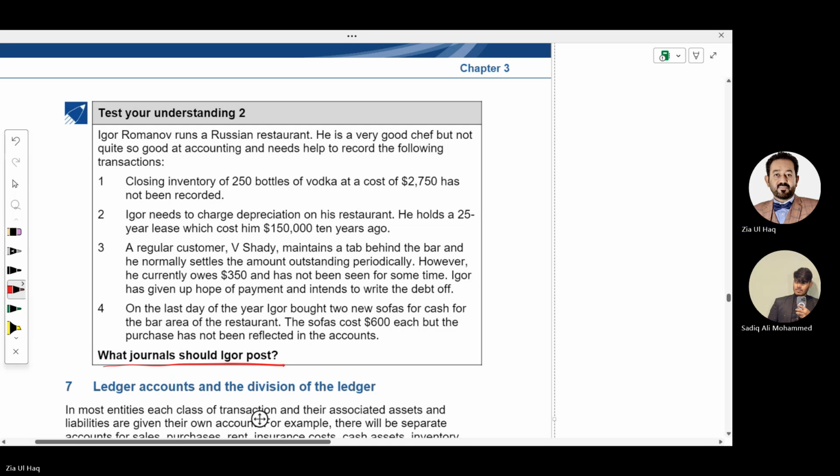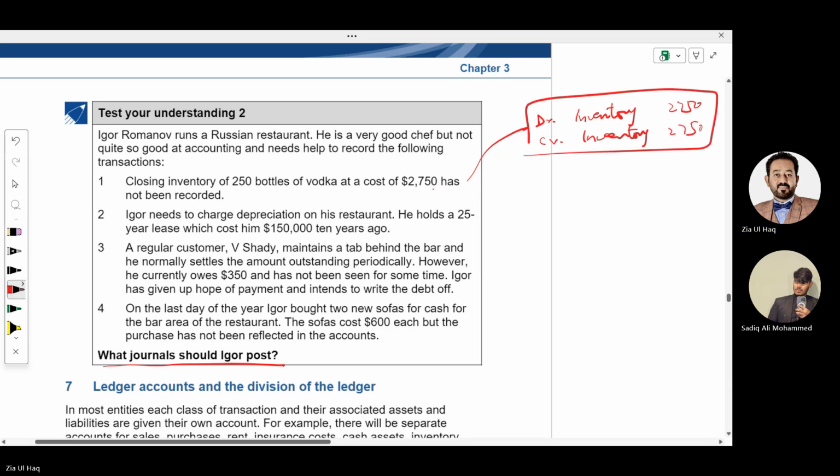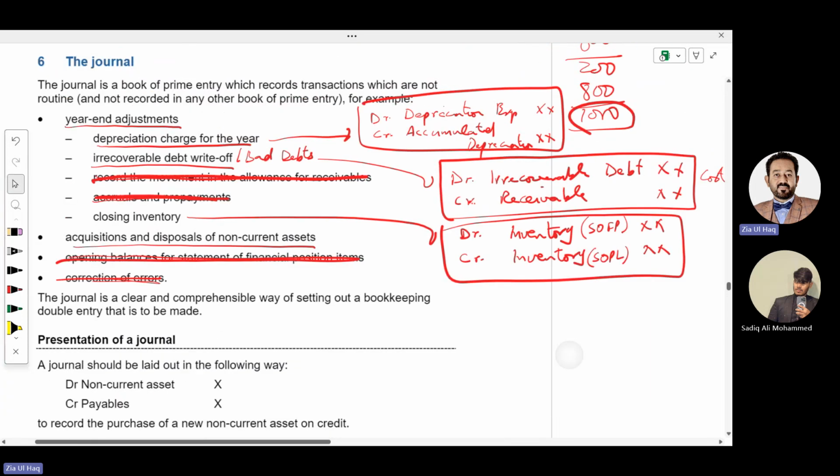Number 1, closing inventory of 250 bottles of vodka at a cost of 2,750 has not been recorded. So how to record the closing inventory? Debit inventory with how much? 2,750, and credit inventory with how much? 2,750. Easy. Inventory debit, inventory credit for closing inventory. We have just learned.